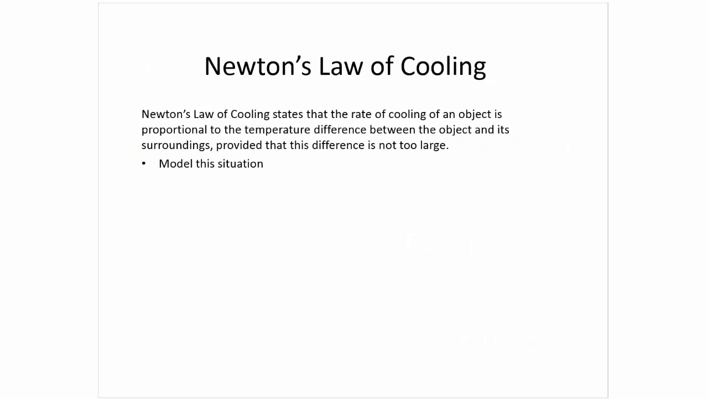And so we'll end off with another model. It's called Newton's law of cooling. It's something that we might see in chemistry, possibly physics. Newton's law of cooling states that the rate of cooling of an object is proportional to the temperature difference between the object and its surroundings, provided that this difference is not too large.